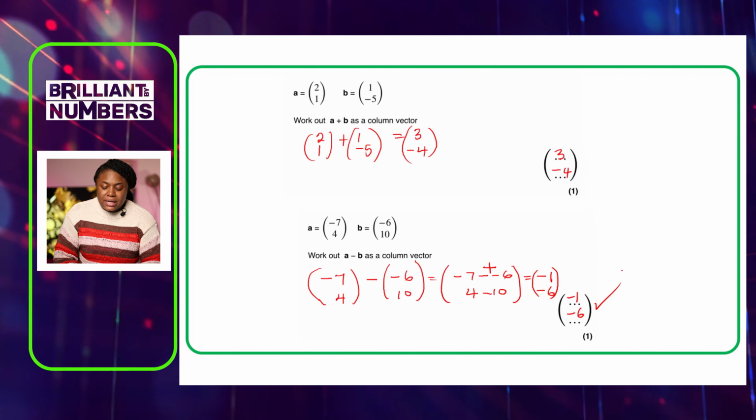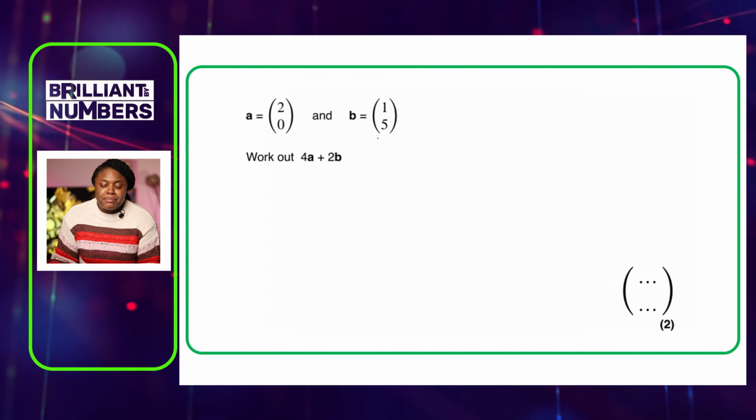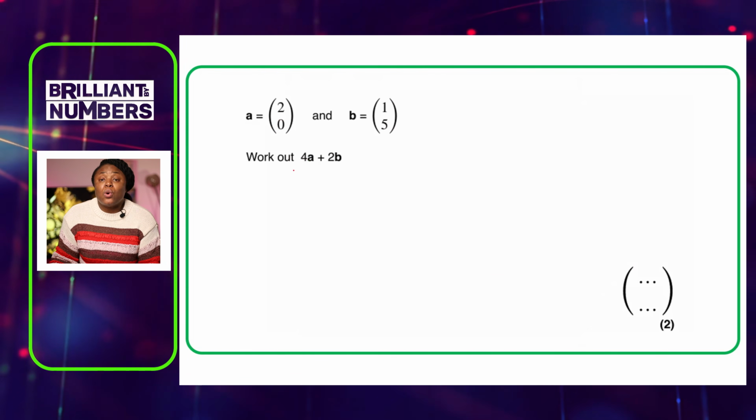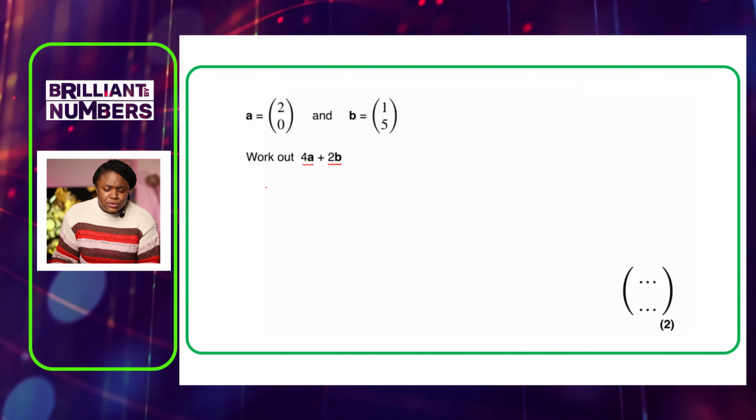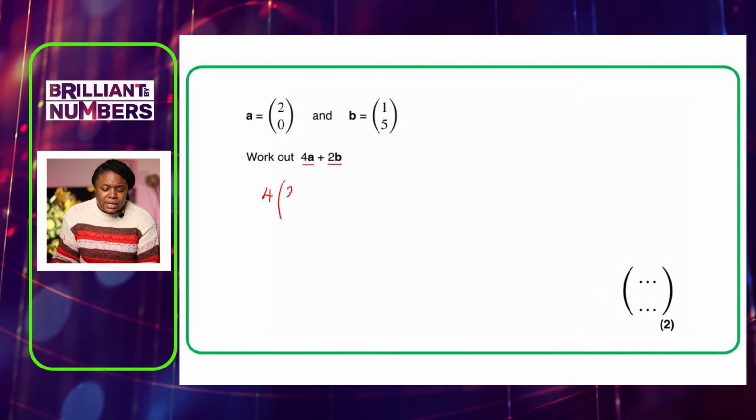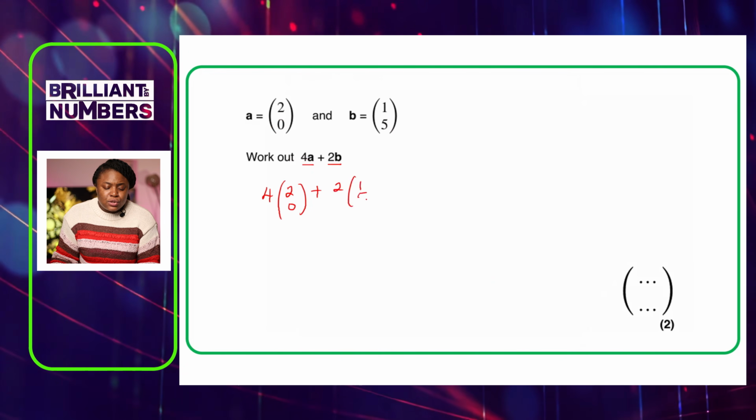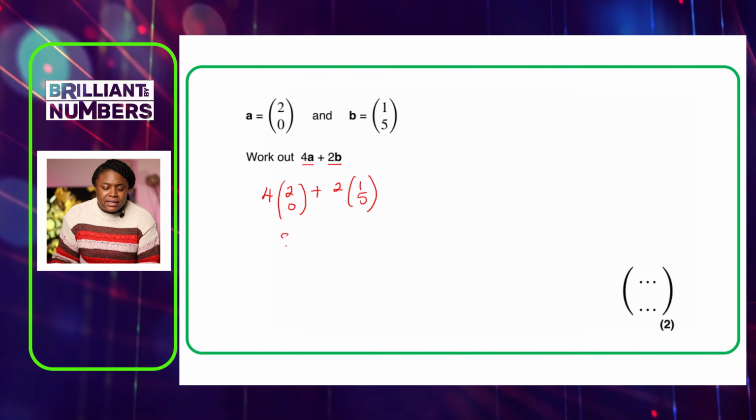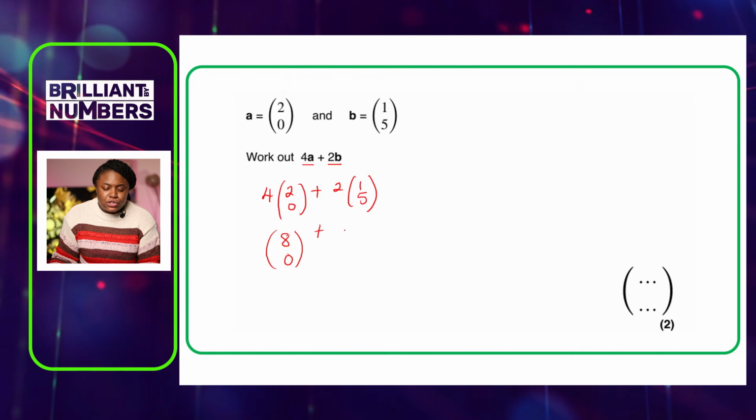So we move on to our next question. The next question is A is (2, 0) and B is (1, 5). We need to work out 4A plus 2B. So we need to do 4 times A, which is (2, 0), plus 2 times B, which is (1, 5). So we get 4 times 2 is 8, 4 times 0 is 0. Then we need to do 2 times 1, which is 2.